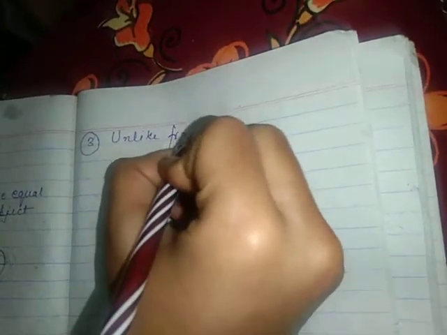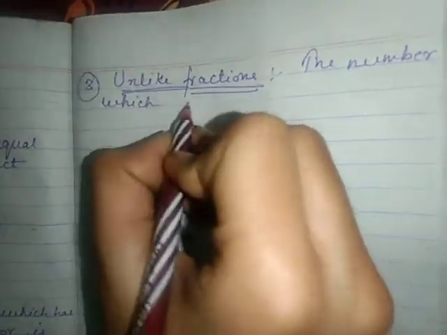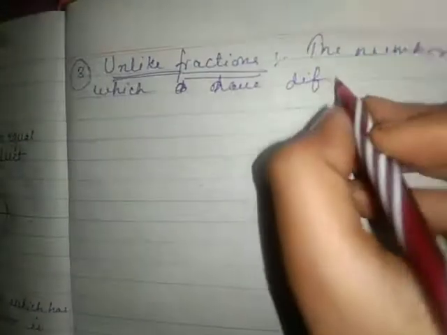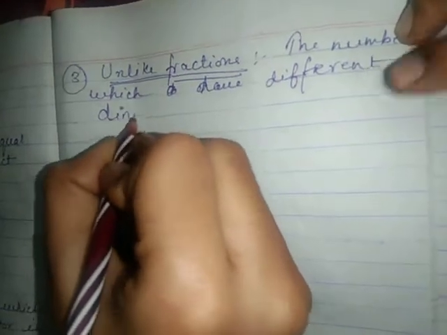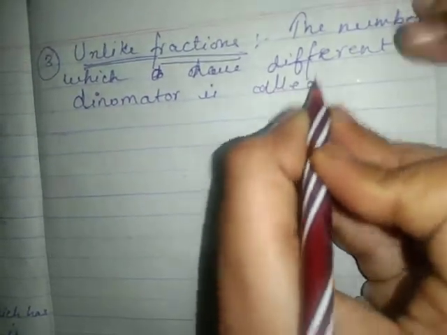Understood? And now the last and third one is unlike fractions. What are unlike fractions? Any guesses? Don't worry, I will tell you. Unlike fractions are the numbers which have different denominators. All the numbers having different denominators are called unlike fractions.